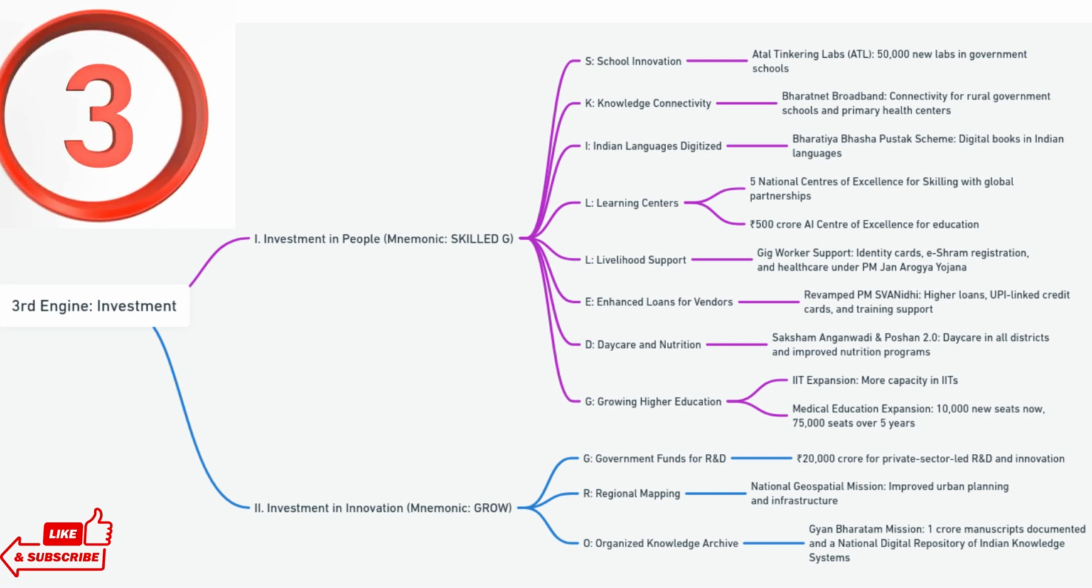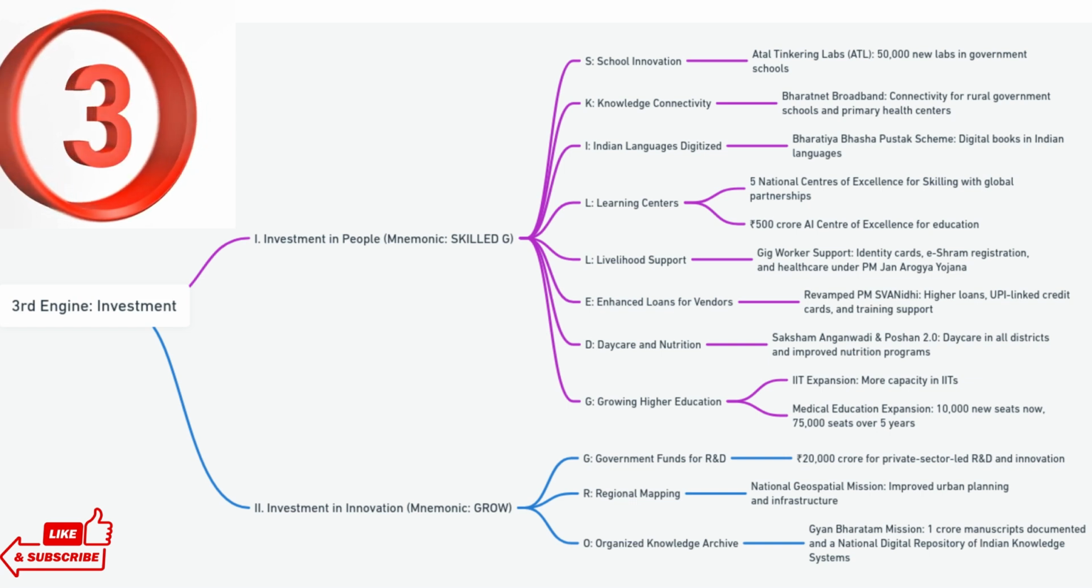O. Organized knowledge archive. Through the Gyan Bharatam mission, 1 crore ancient manuscripts will be documented, and a national digital repository of Indian knowledge systems will be created. India का knowledge digital form में preserve किया जाएगा for future generations.